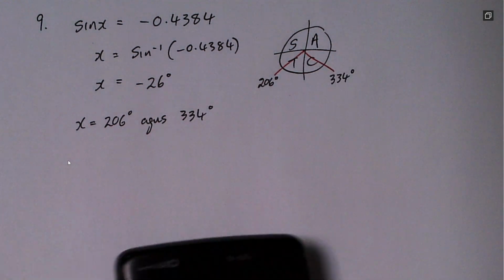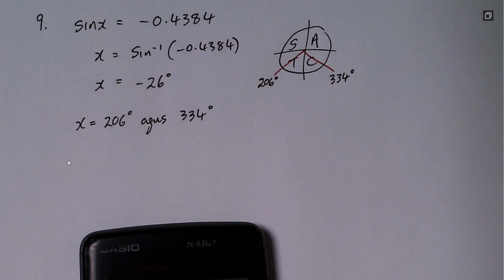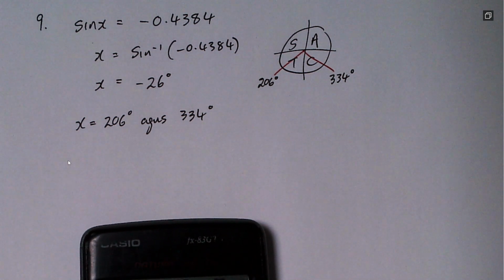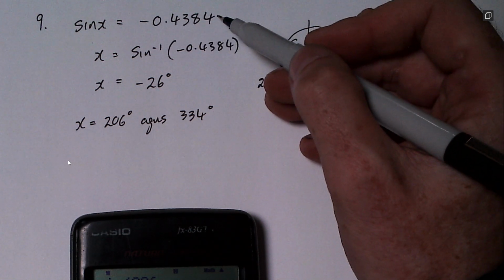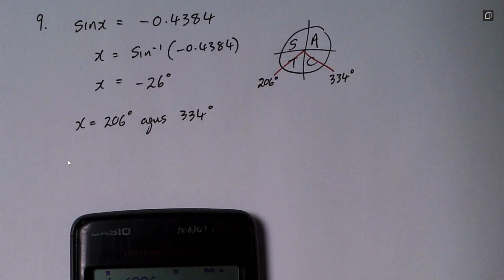And use the calculator to check. When it's just saying that 206 degrees, we get minus 0.438, correct to 4 decimal places. So you can do that.